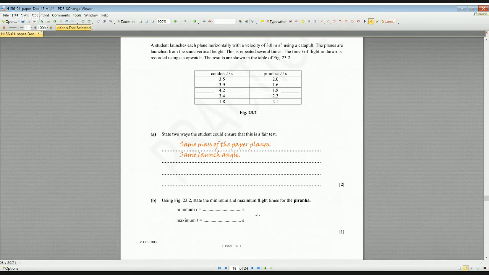So looking at the piranha column, what is the minimum time? Well, it's not a trick question here. The minimum time is 1.6. And the maximum time is 2.